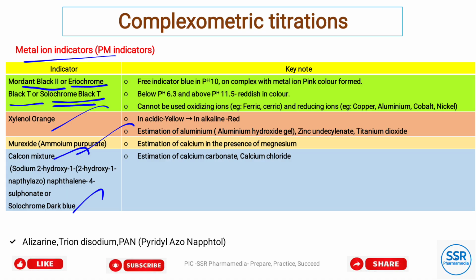In solochrome black T, the indicator is blue at pH 10 and forms a pink colored complex with the metal ion, and at pH 6.5 to 6.3 and above pH 11.5 it is reddish in color. So it cannot be used with oxidizing or reducing agents. In acidic medium it is yellow, in alkaline medium it is red. It is used for estimation of aluminum hydroxide gel, zinc and titanium dioxide, and for the estimation of calcium in the presence of magnesium. The calcon mixture is used for the estimation of calcium carbonate and calcium chloride.